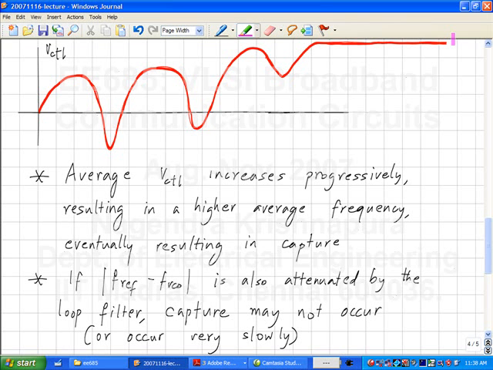Because the VCO frequency is exact here, there it remains constant. So essentially what happens is the average of the V control increases progressively, resulting in a higher average frequency. So this happens if the difference frequency component is not attenuated by the loop filter. Now if it gets significantly attenuated by the loop filter, the amplitude of the correction that you get is very small. So this process may not build up. Okay.